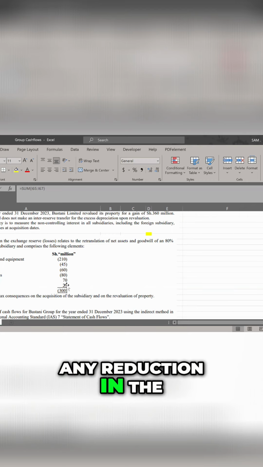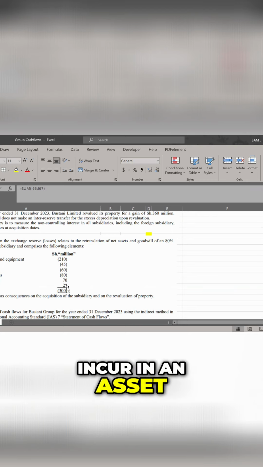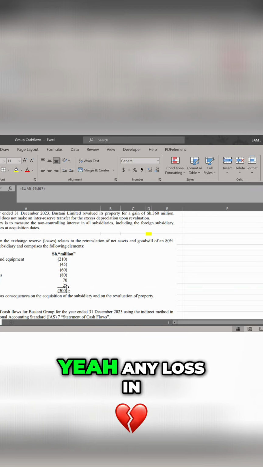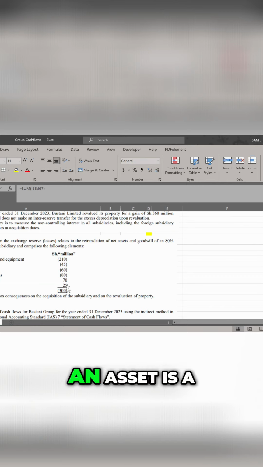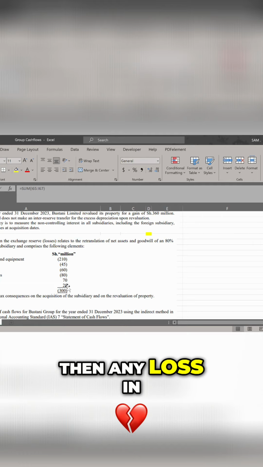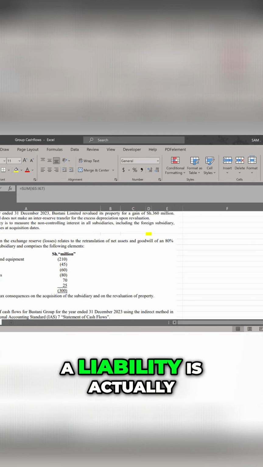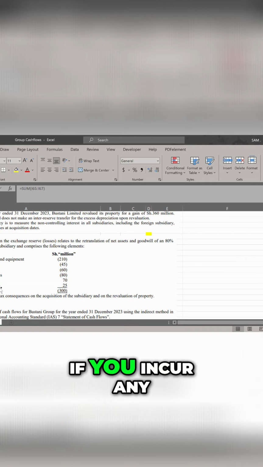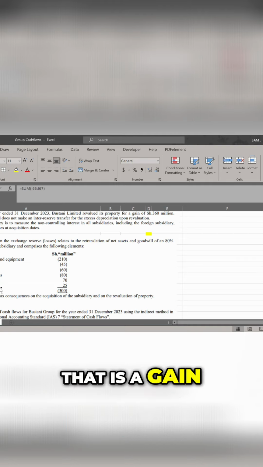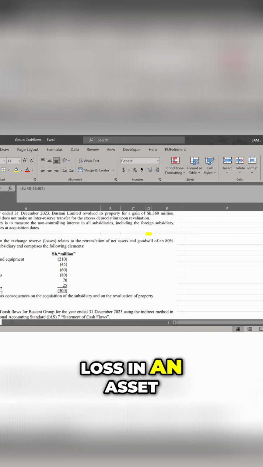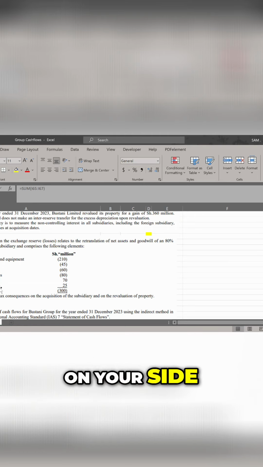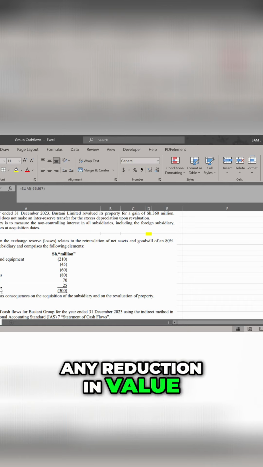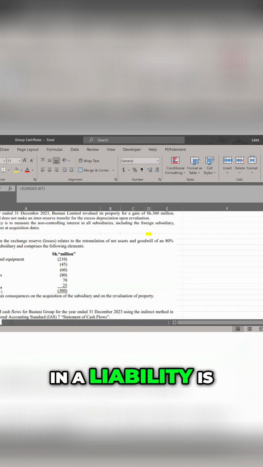Any reduction in the value, any loss you incur in an asset, is a reduction in its value. Then any loss in a liability is actually a gain to you. If you incur any loss in a liability, that is a gain. If you incur any loss in an asset, that is a loss on your side. Any reduction in value is a loss.